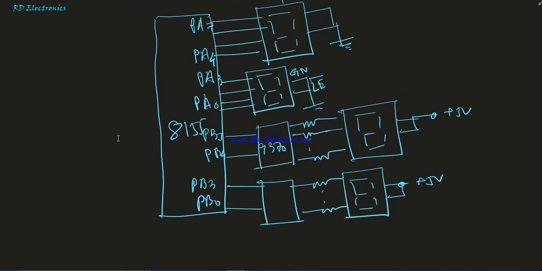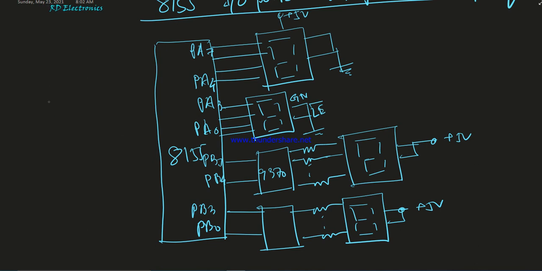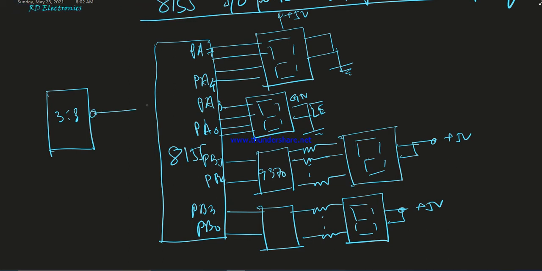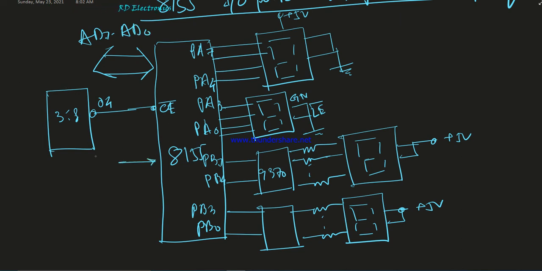Okay, so here some arrangement using a 3:8 decoder is attached with this 8155, and the output O4 is connected to the chip enable, and here we connected AD7 to AD0, these 8 pins. Here IO/M bar is connected, and also ALE. This ALE signal coming from the 8085 microprocessor is to select the address or data.